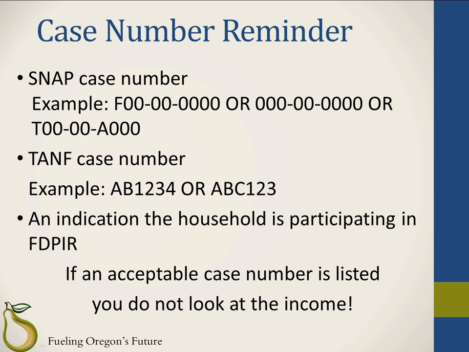Here are some reminders about case numbers listed in Part 3 of the application. An acceptable SNAP case number is 8 numbers and 1 letter, or 9 numbers, or a letter with numbers, then the last section with a letter then number. An acceptable TANF case number is 2 letters and 4 numbers, or 3 letters and 3 numbers, or an indication the household marked that they are participating in FDPIR. If an acceptable case number is listed, you do not look at the income. The household is automatically free.